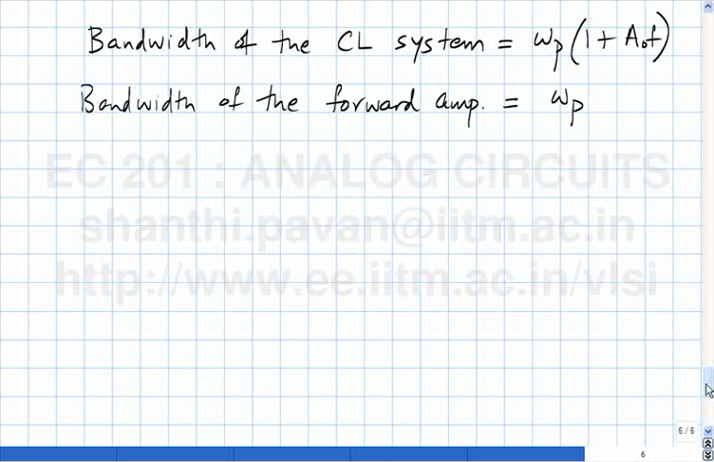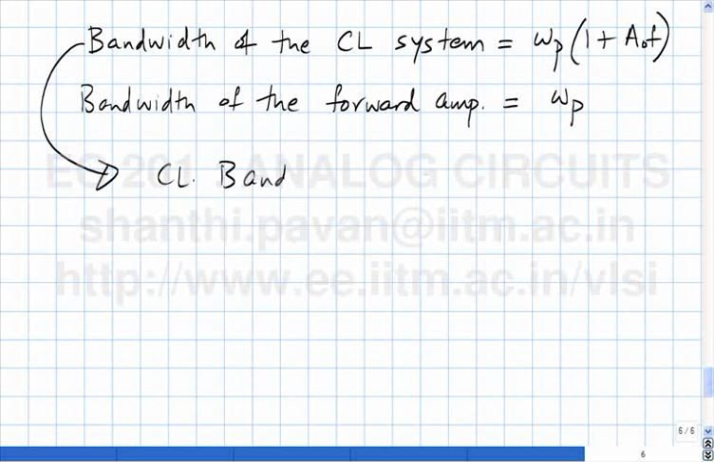The forward amplifier is still the same amplifier, but the moment you put it in a feedback loop, it seems as if the closed loop system has got a much wider bandwidth than the forward amplifier. Some magic going on here, or is it, there's nothing to be too surprised about? So how is it that the forward amplifier has got only a bandwidth of omega p, whereas the closed loop bandwidth is much larger than omega p?